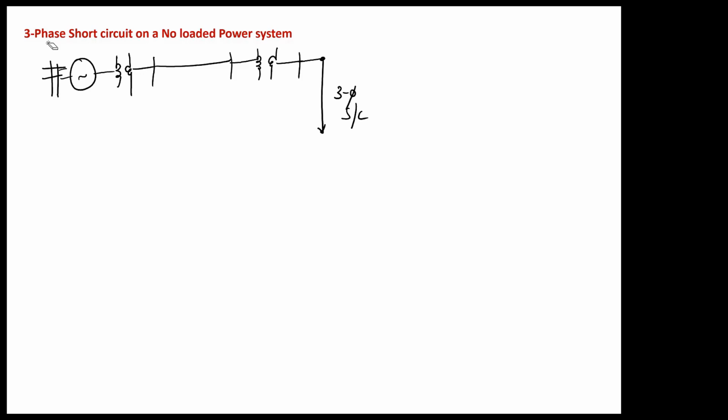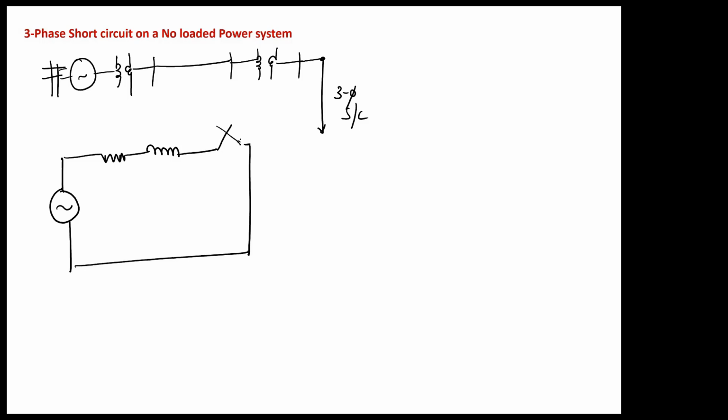the entire circuit in single phase I can model as a voltage source in series with some resistance and some inductance, and here there is a switch. If this switch is closed at t equal to 0, then a dead short circuit occurs on the system. Let us call these capital R and capital L.